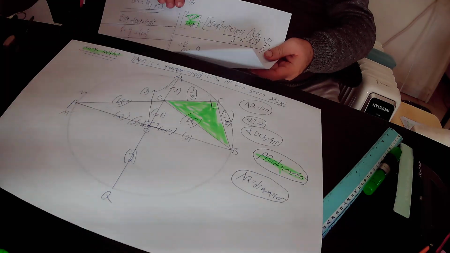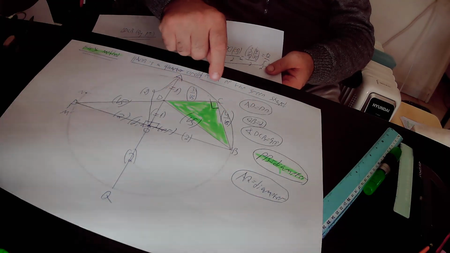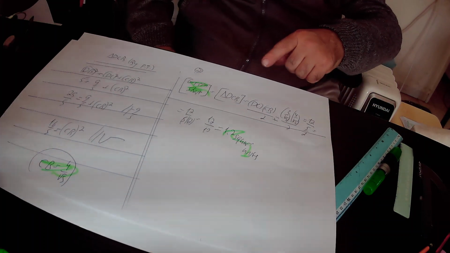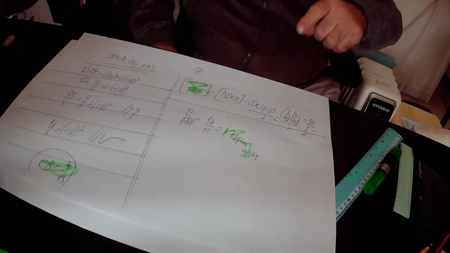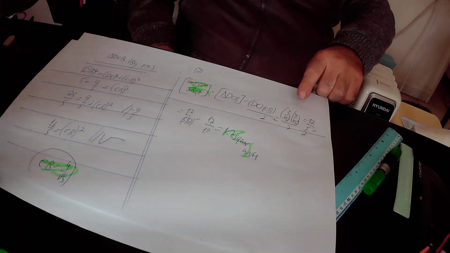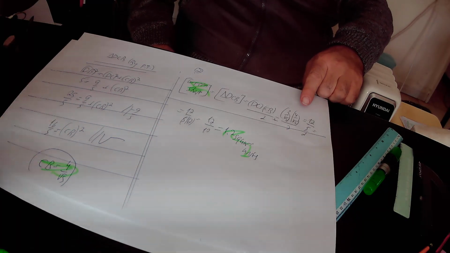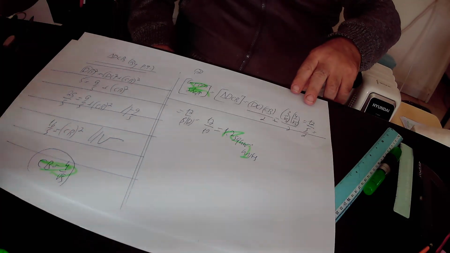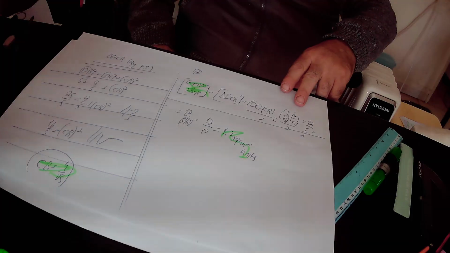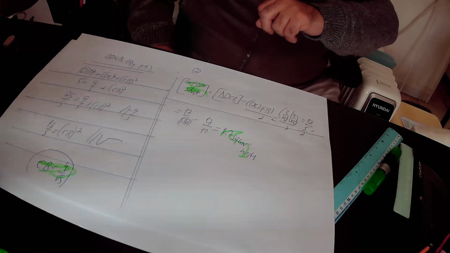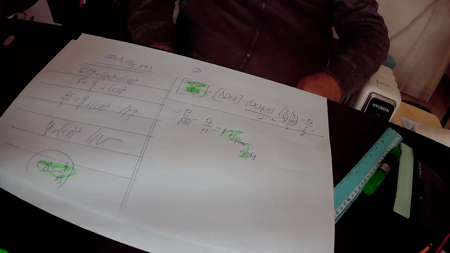The area of this green right triangle DCB equals the base DC times the height CB over 2. DC is 3 over square root of 5, times CB is 4 over square root of 5, divided by 2. So here we have 3 times 4 is 12 over square root of 5 times square root of 5 is 5, over 2.